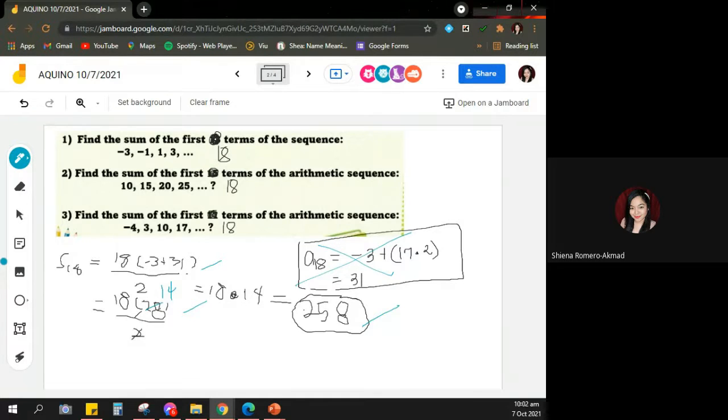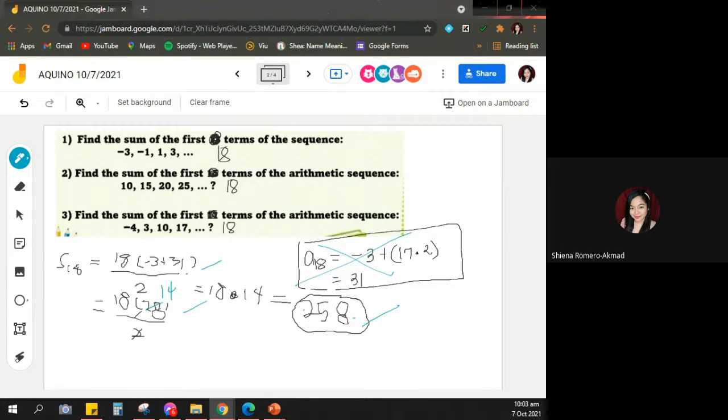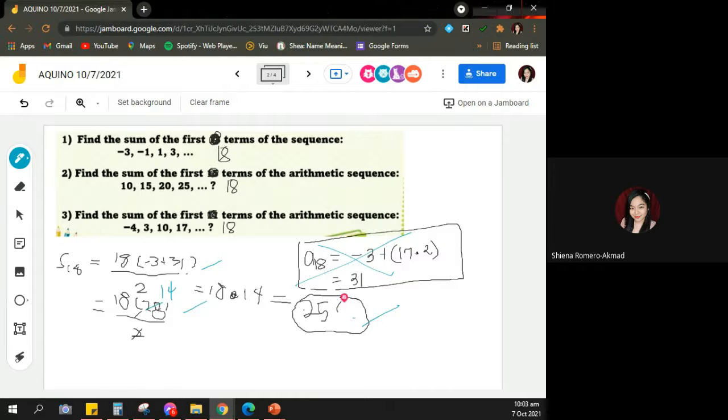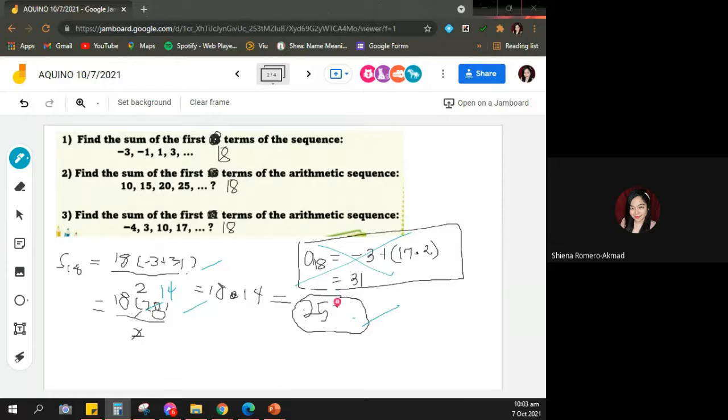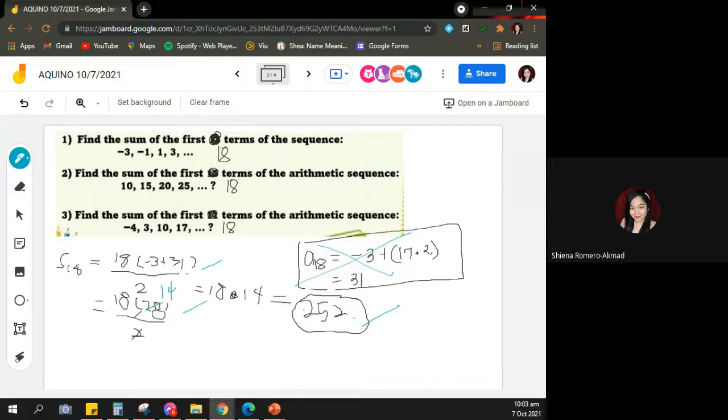Na-check na ba to ng iba? What is your answer yung iba? 258 din po ba ang answer ninyo? Hindi na sila sumagot. Ayaw na nilang sumagot. Hello, Aquino, 258 din po ba ang answer ninyo? 252 po, ma'am. 252. So, dapat siya ay 252 to make it correct. So, our sum for the first 18 terms nung unang sequence is 252. Okay?